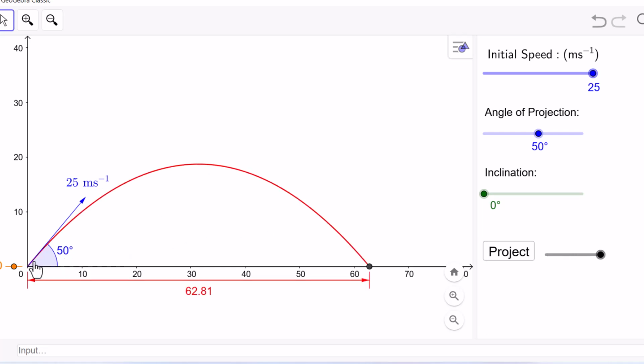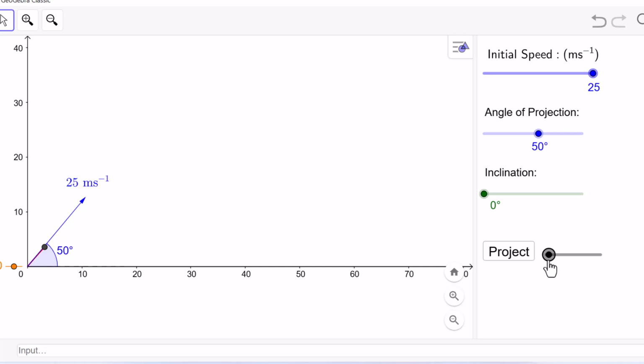You can see how it moves from 0 down to around 62, 63, somewhere here. Let me go back gently so that you watch the path, how it moves. You see the path of the motion, how it goes till it gets to 0. When you project it, it will move initially at an angle of 50. Then when you get to a particular height, it will start to form a curve. You can see the parabola that is forming.